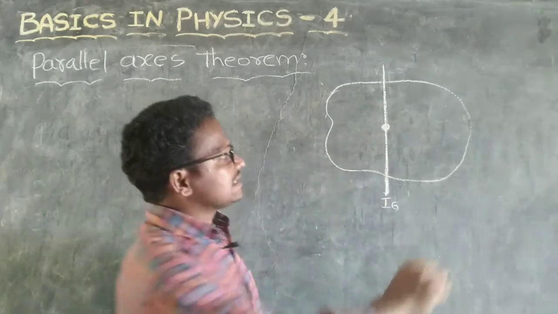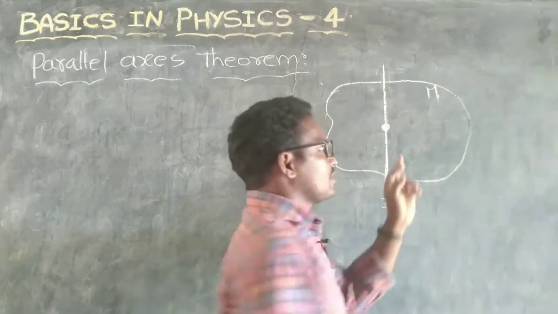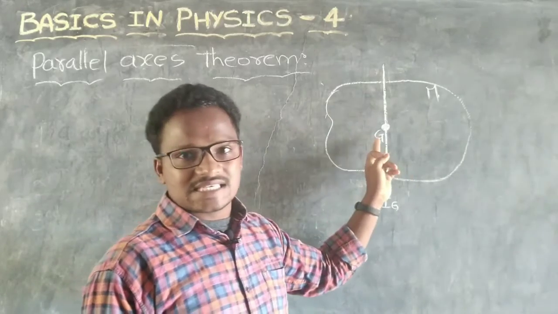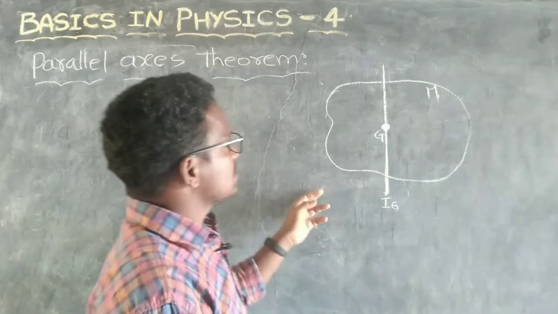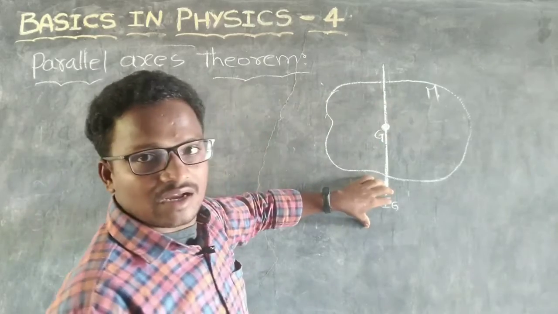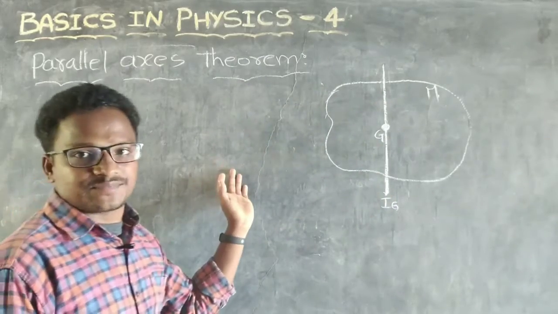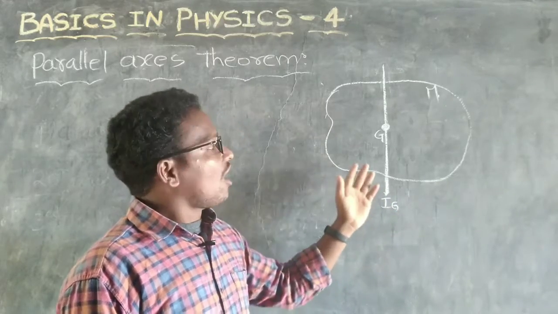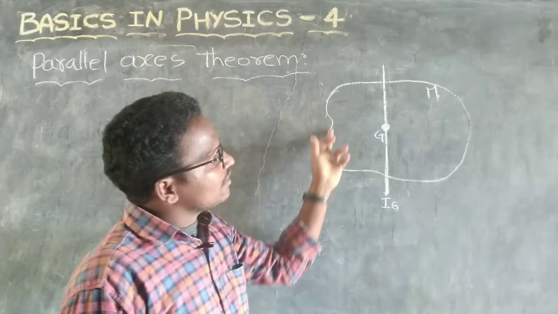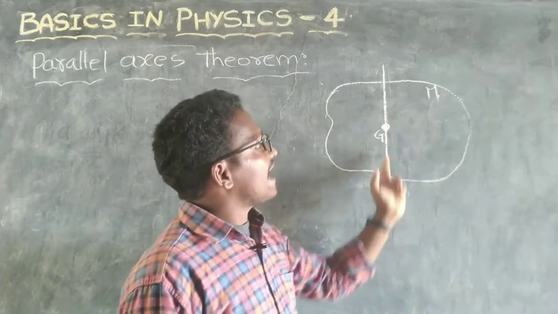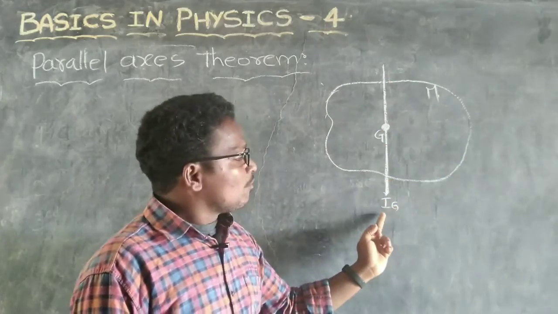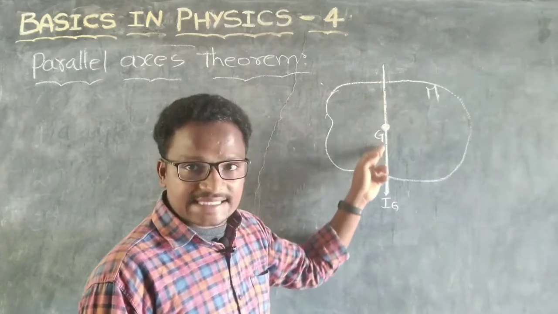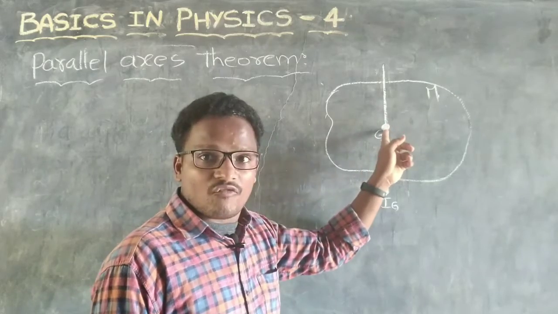Here this is the mass M. Center of mass G. We call capital G the center of mass. Then see, this is the Ig. First, what is Ig? Ig means moment of inertia of a body about an axis. What is the moment of inertia of a body about an axis through the center of mass?